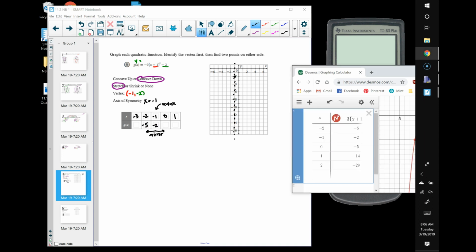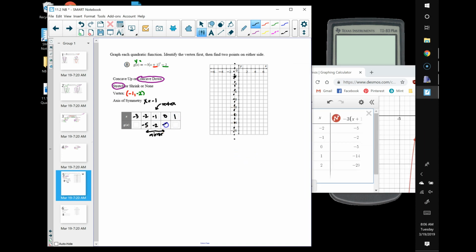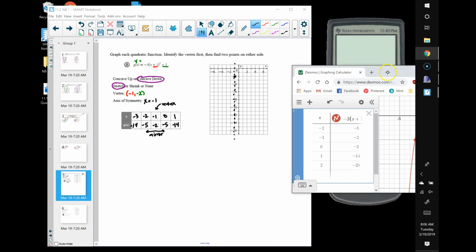With 0, it's -5. And with 1, it's -14. I don't know if I can scroll up to find more, but since I know this is a mirror, I know that this has to also be -14. So that's how you can find your points in a table using Desmos.